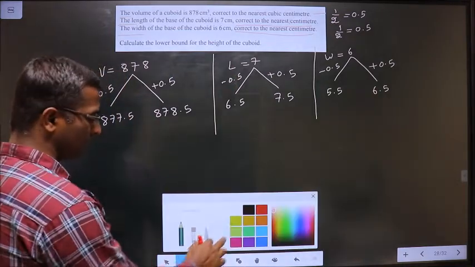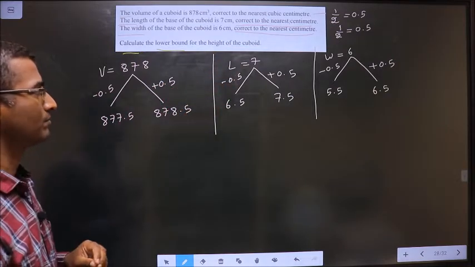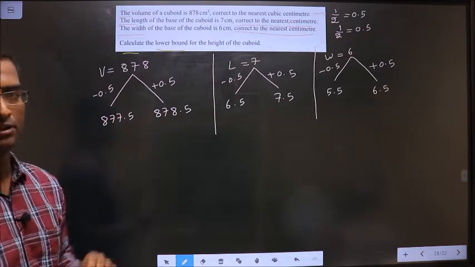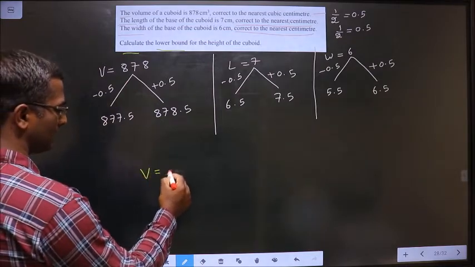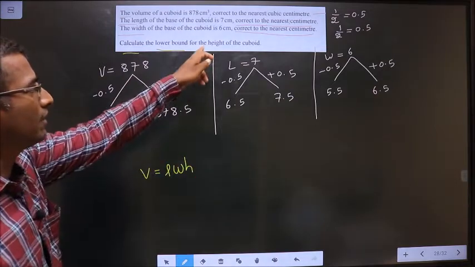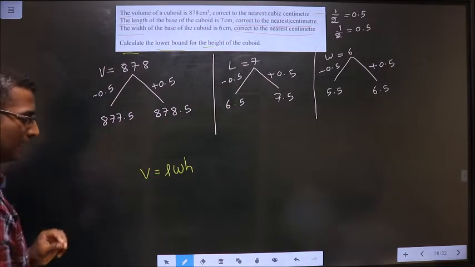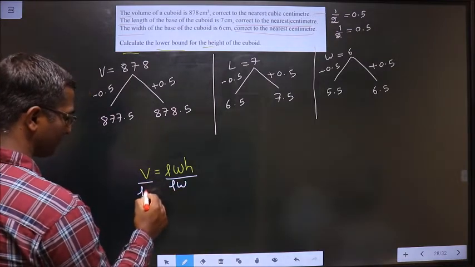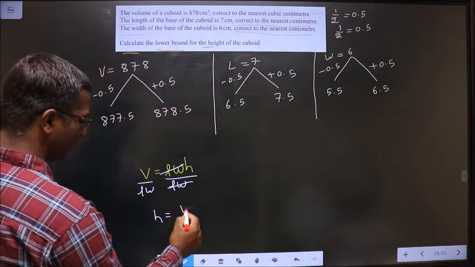Okay. Next. Calculate the lower bound for height of the cuboid. Now, what is the relation between volume, length, width and height of the cuboid? Formula for volume of cuboid is length into width into height. Here you need to find height. That means h should be made the subject, and to do that, divide by LW on both sides. So when I do that, this gets cancelled. I get h equal to V by LW.